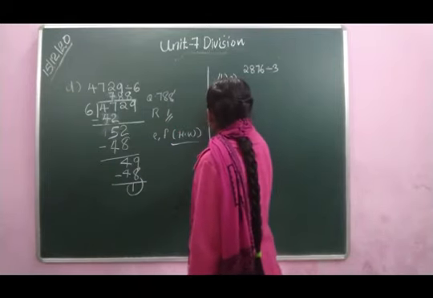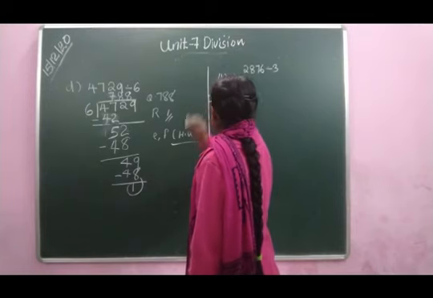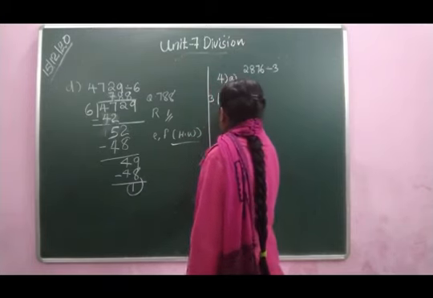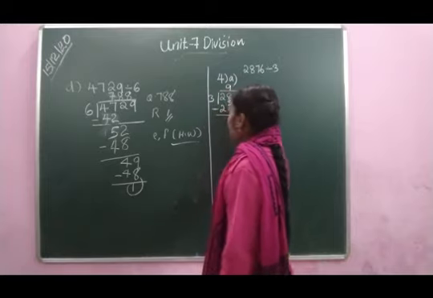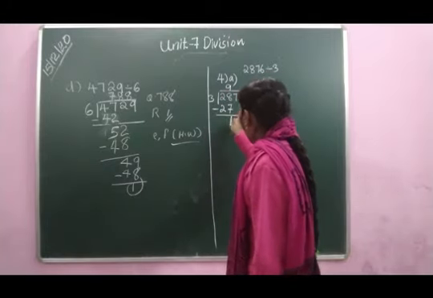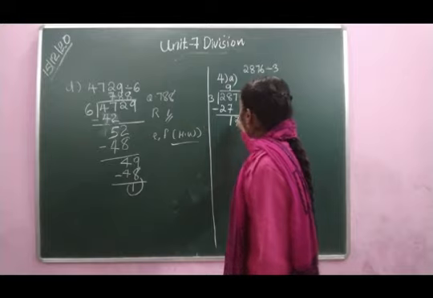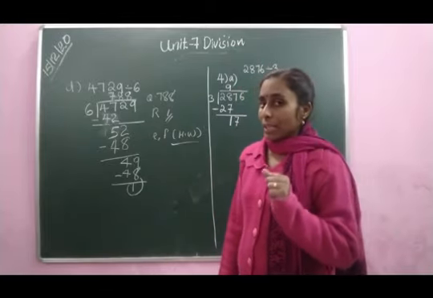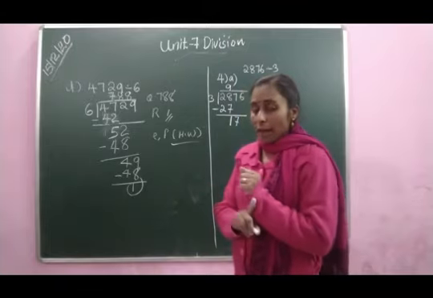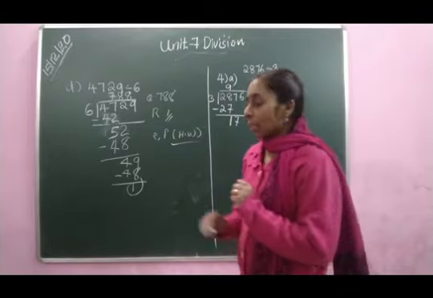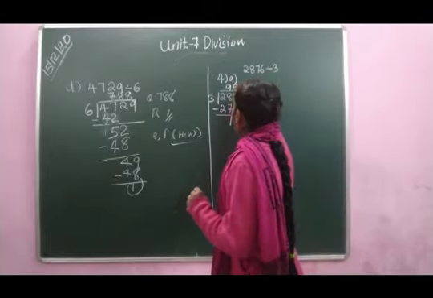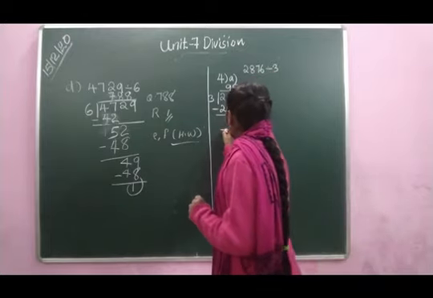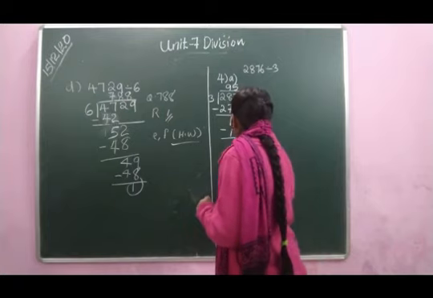3 9s are 27. The next step, subtraction. 28 minus 27 is 1. Then 7 comes down. How many times? 3 5s are 15, 3 6s are 18. We cannot write 6 times. So we write 5 times. 3 5s are 15. Next step, subtraction. 17 minus 15 is 2.